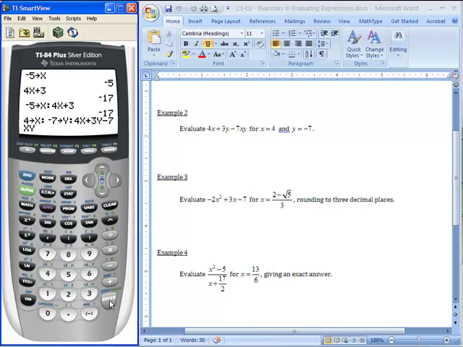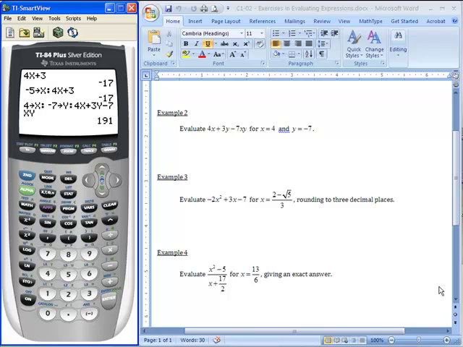And then if we press enter, the calculator is going to store 4 into the variable x, negative 7 into the variable y, and then it's going to evaluate the expression that we've given it using those numbers. So I'll press enter, and I'll find out that the expression is equal to 191 under those two substitutions.